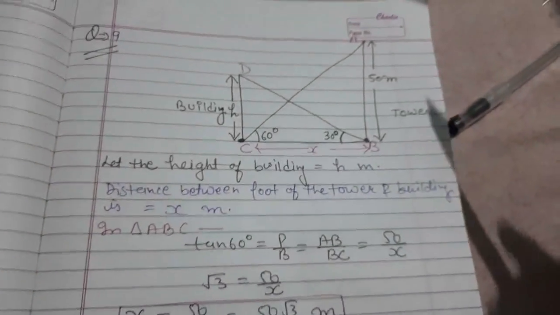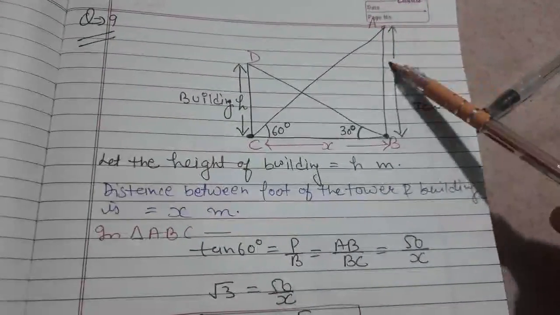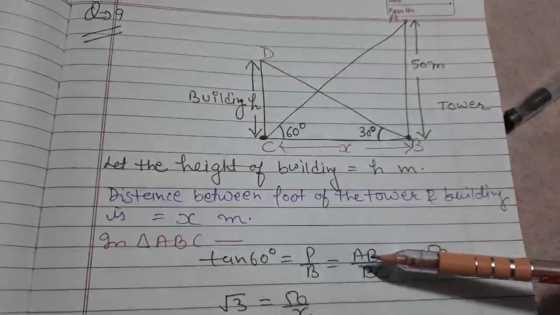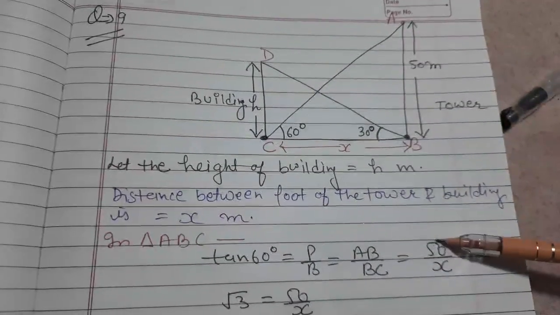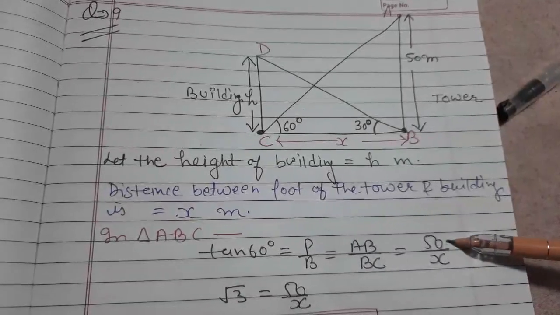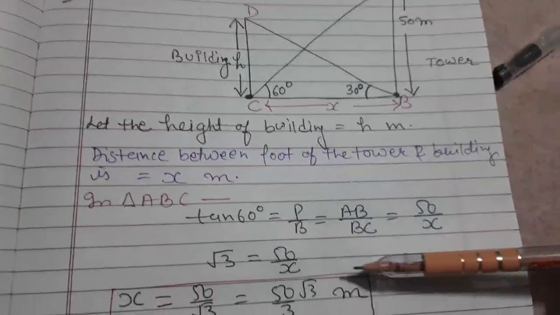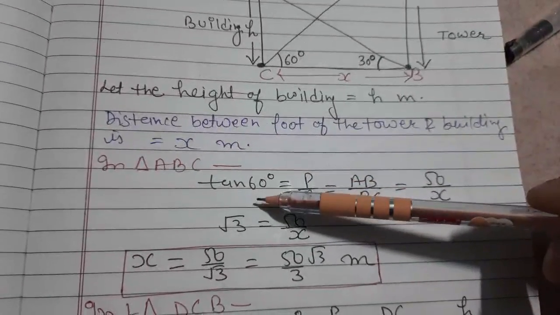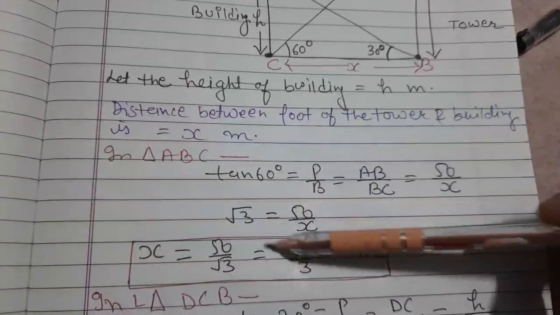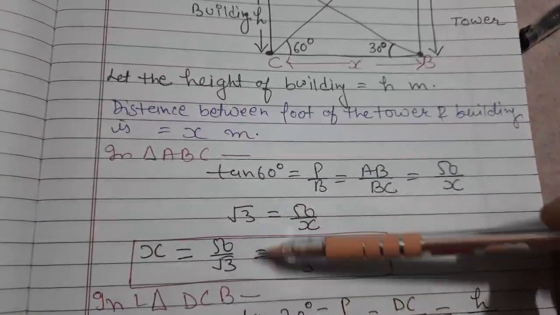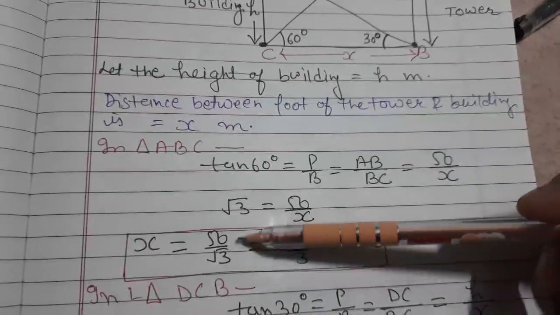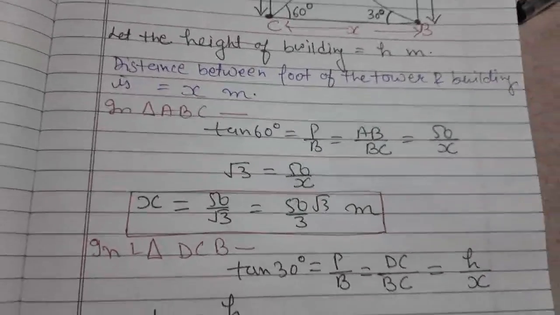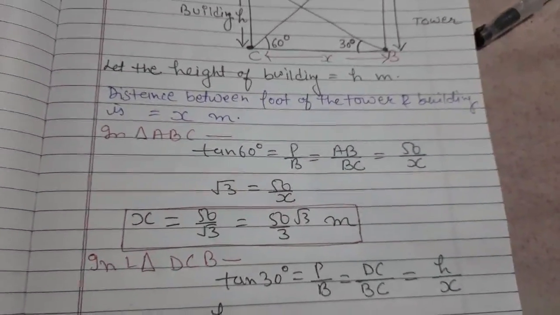First we take the larger right angle triangle ABC. tan 60 degrees is perpendicular upon base. The perpendicular is AB and the base is BC. So AB is 50 and the base is x. We get the value of x after cross multiplying and putting tan 60 degrees equal to root 3. After rationalizing, multiplying and dividing by root 3, it will be 50 root 3 upon 3 meters. So we have got the base.